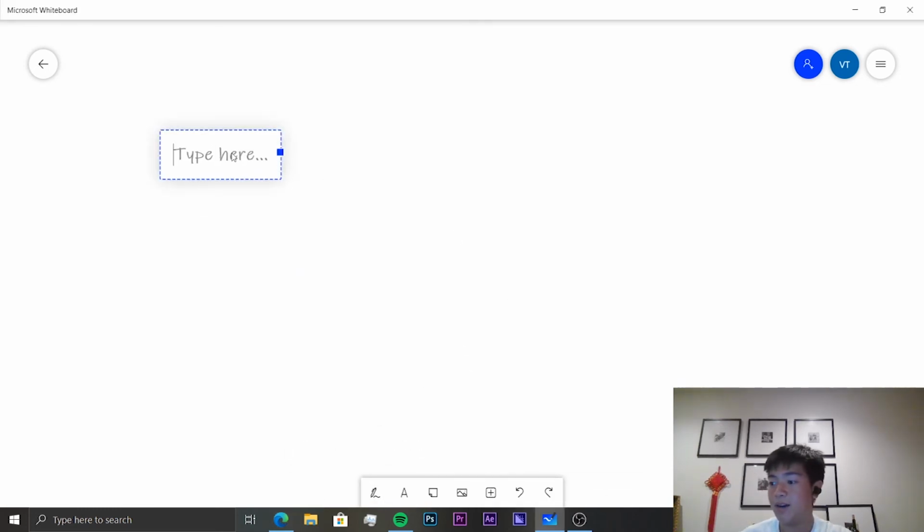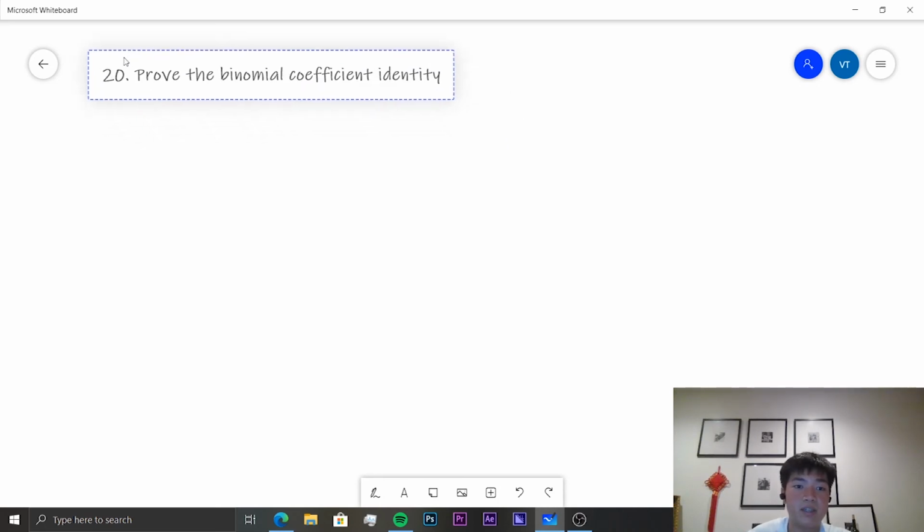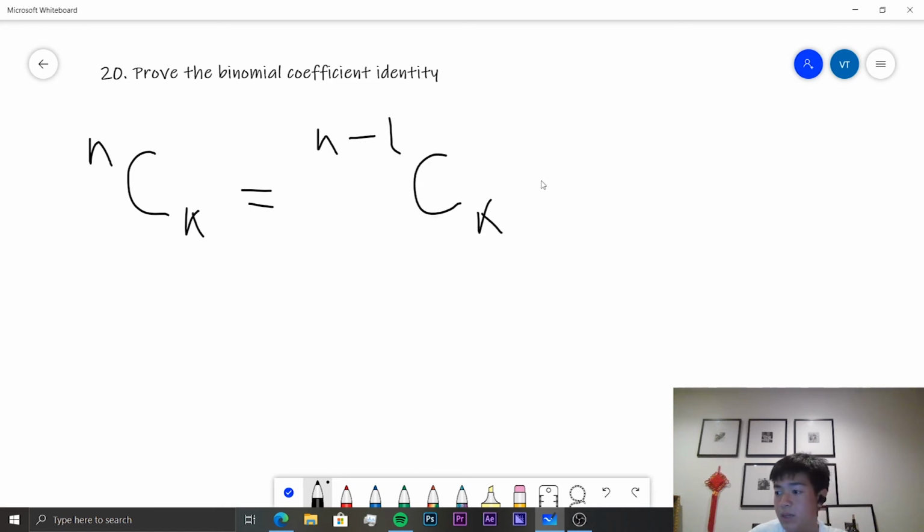Quickly, so we have: prove the binomial coefficient identity. This does not look like a fun problem. So the binomial coefficient identity means that for any n choose k is equal to (n minus 1) choose k plus (n minus 1) choose (k minus 1). This is the identity apparently.